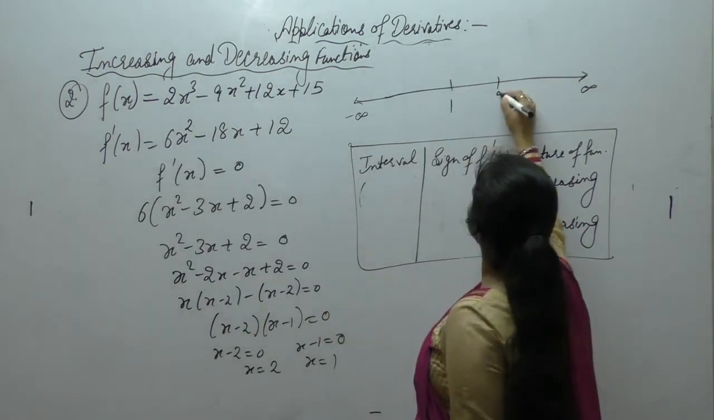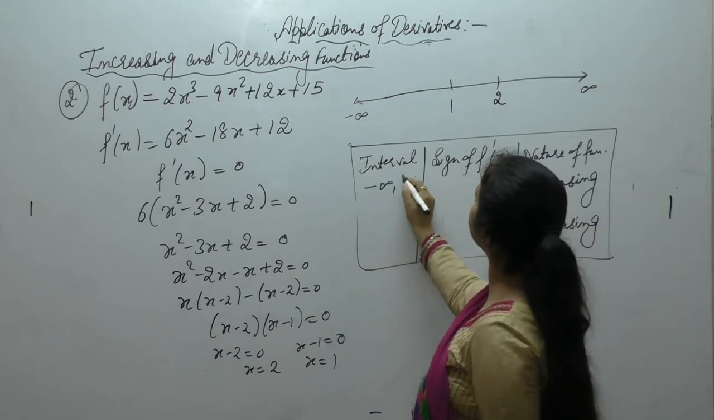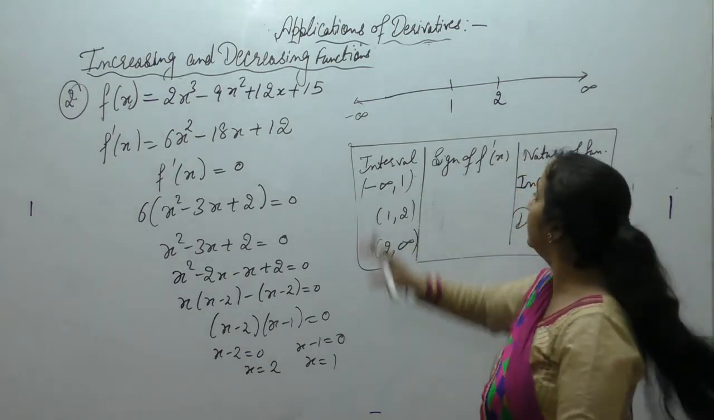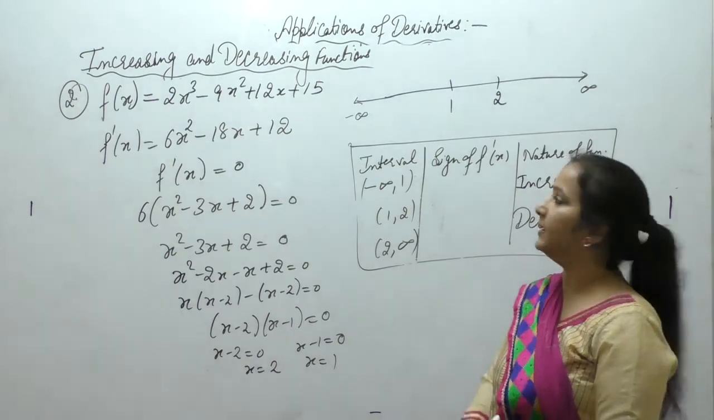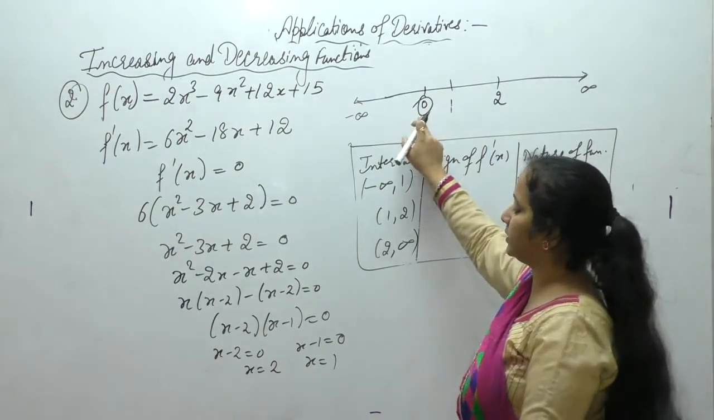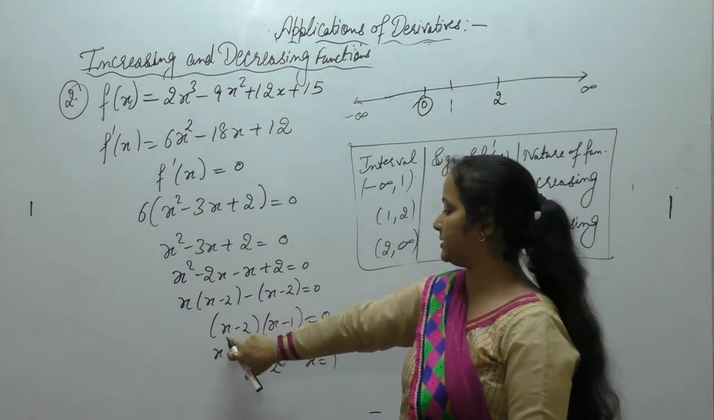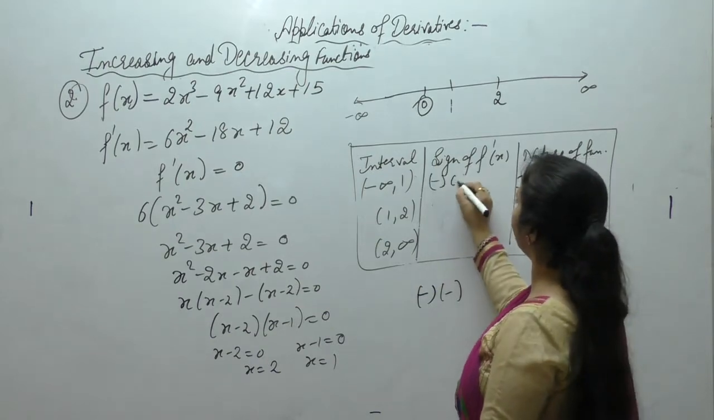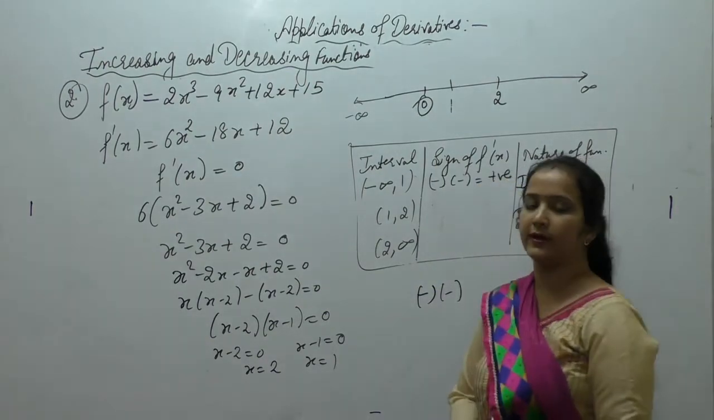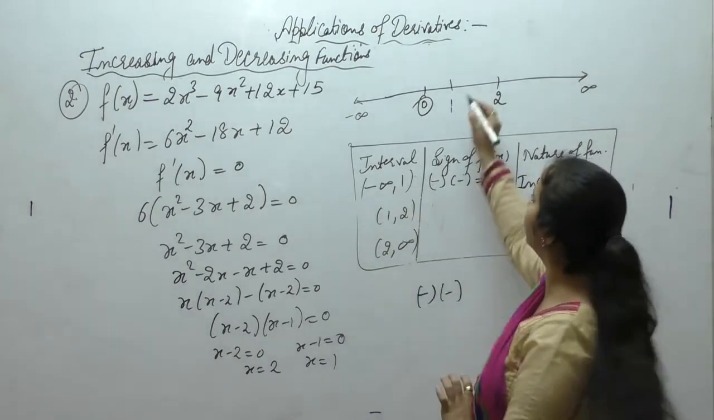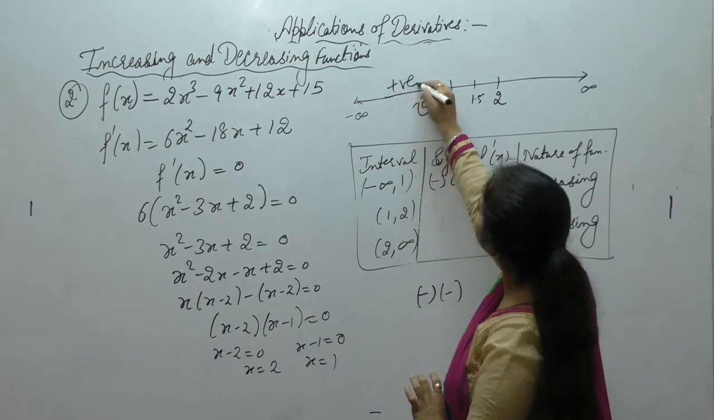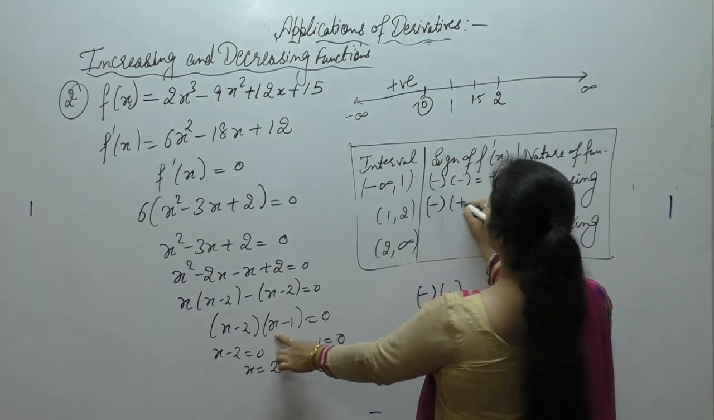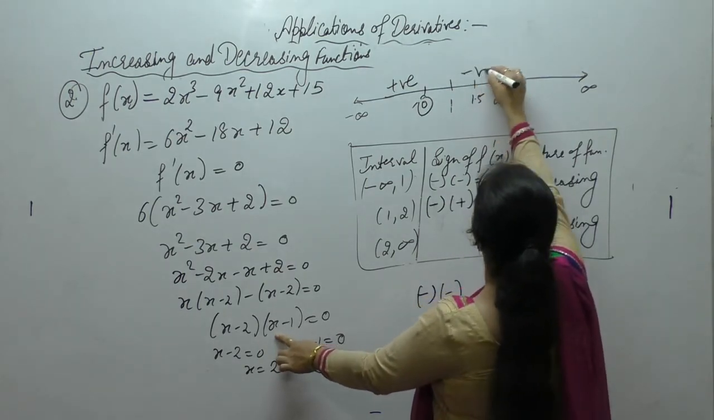1 and 2. Now the intervals are minus infinity to 1, 1 to 2 and 2 to infinity. We have to check. Minus infinity to 1, let the number be 0. Put this value here. 6 into 0 minus 2, negative. 0 minus 1, negative. So negative and negative make positive. Between 1 to 2, let the number be 1.5. 1.5 minus 2, negative, and the other factor positive. So the sign will be negative.